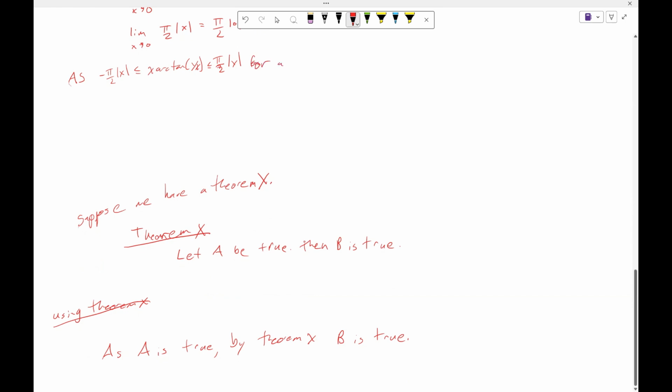for all x near 0, and the limit as x approaches 0 of minus pi by 2 absolute value of x equals the limit as x approaches 0 of pi by 2 times the absolute value of x equals 0, then by the squeeze theorem, by our theorem, the limit as x approaches 0 of x arctan of 1 over x equals 0.